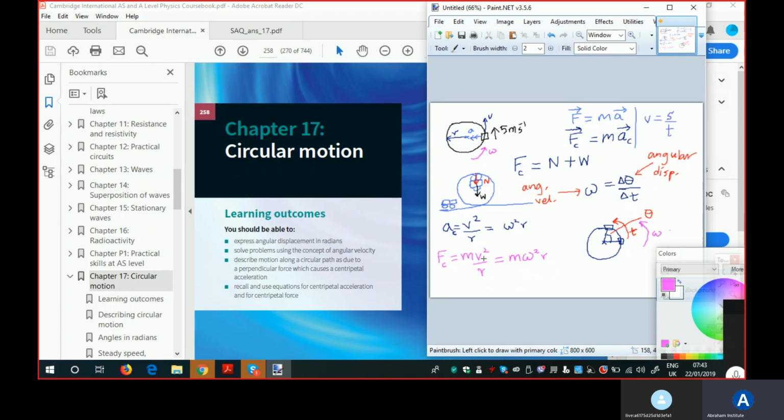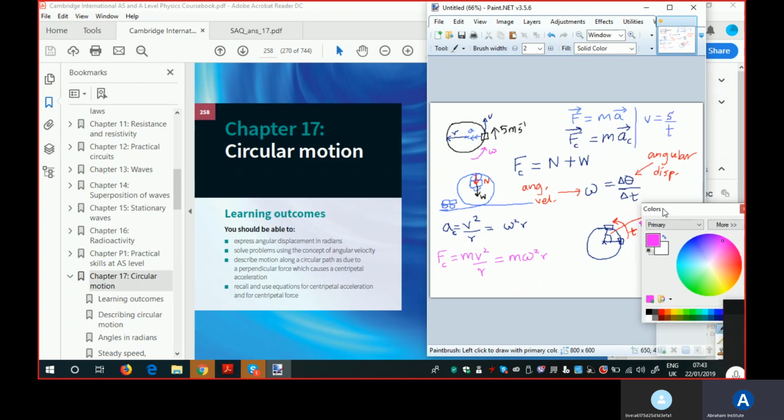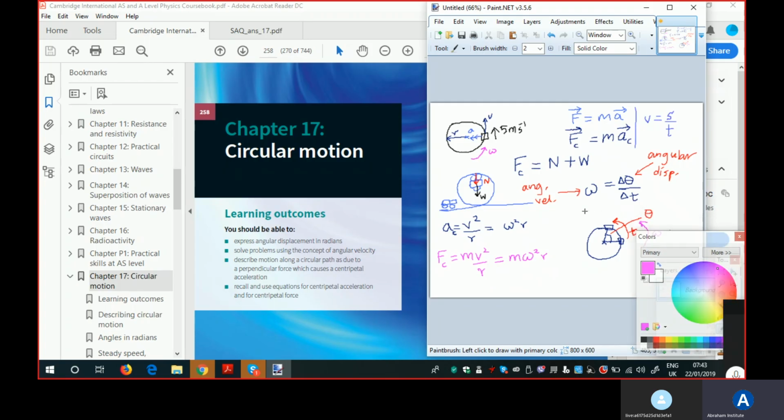This is in kilograms, this is in meters per second, this is in meters, and that will give the centripetal force in newtons. Here, again, kilograms. Now, this will be in radians per second, because this is in radians, this is in seconds, and r is in meters. Then we'll continue. Here I have taught you the important things that you need to know in order to do almost any of these questions.